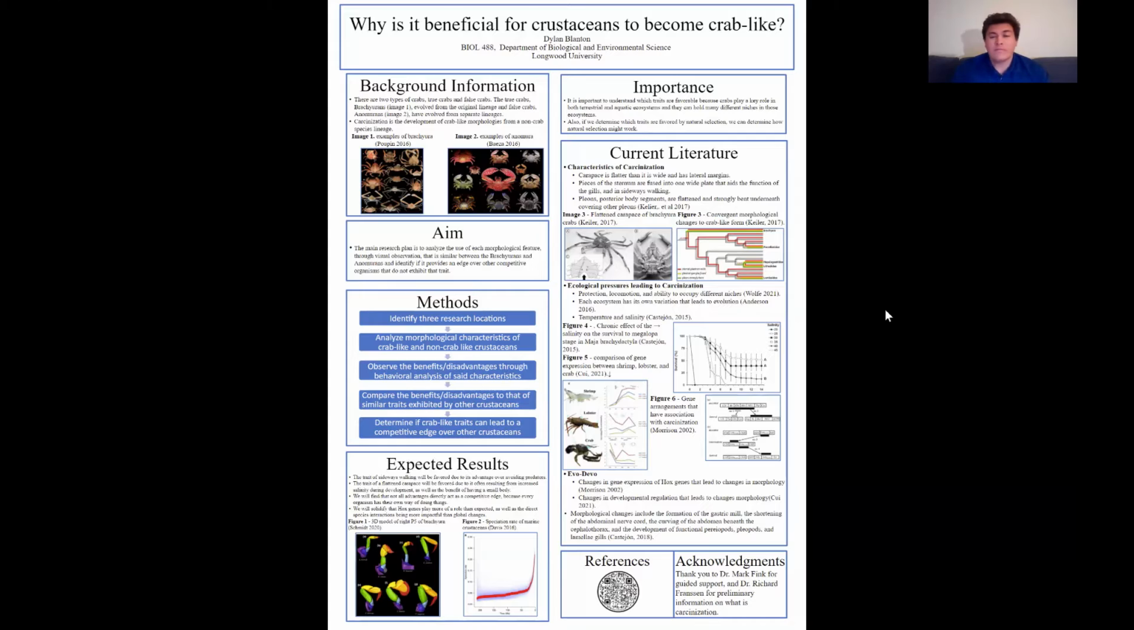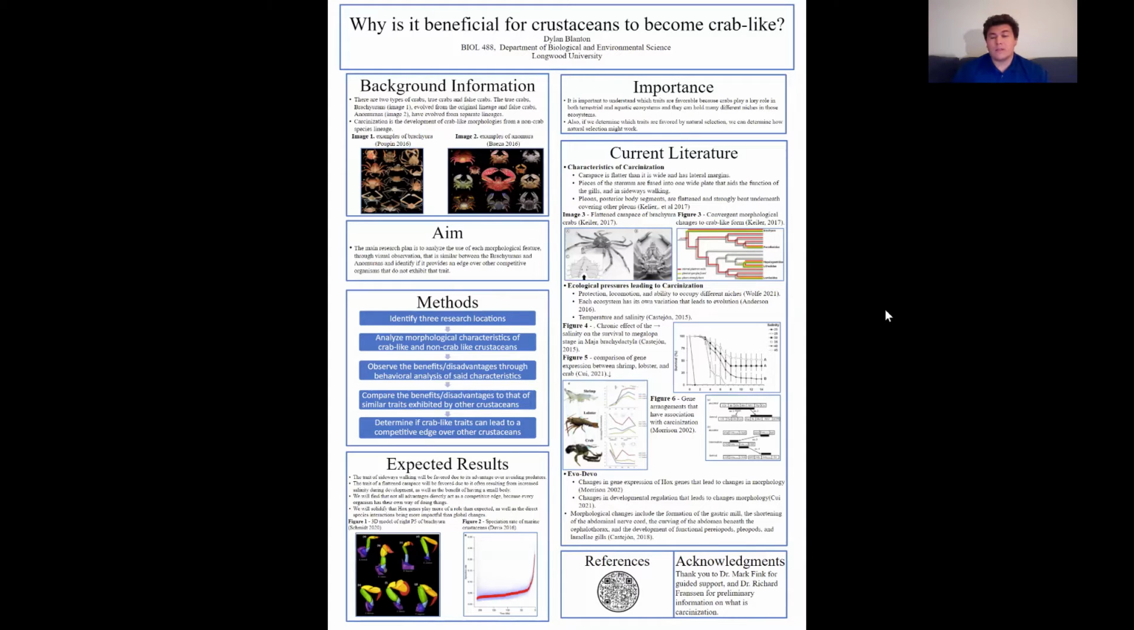So our methods are, first, we're going to identify three research locations. A couple of locations that have been hypothesized so far are the Galapagos Islands, different seamounts that have high amounts of diversity of crustaceans, and then brackish water where crabs are able to move from freshwater to saltwater and things like that. The next step would be to analyze morphological characteristics of crab-like and non-crab-like crustaceans.